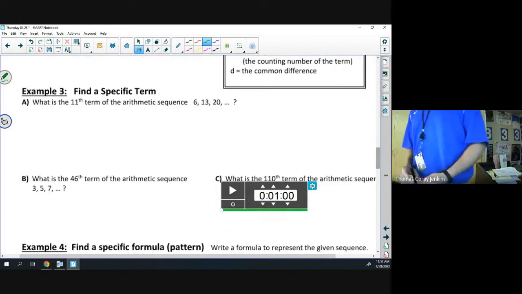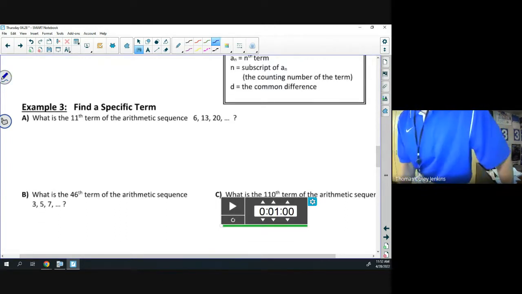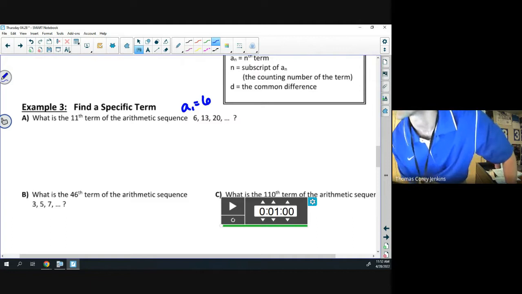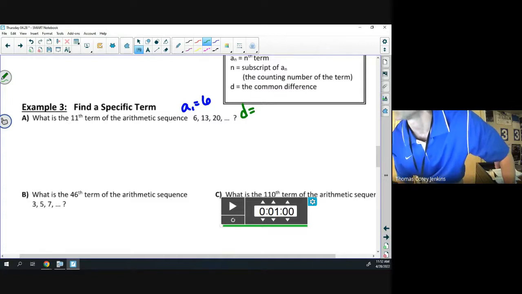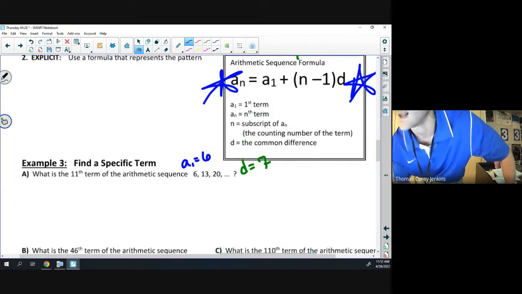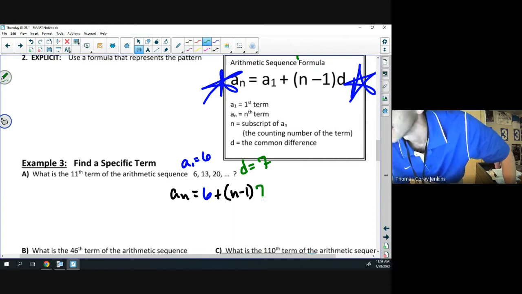So example 3 is just answer the question we skipped using this approach, okay? So we're going to practice setting up our formula and then using that, okay? So a sub 1 is just whatever the first term is. So in this case, 6. D, we've already talked about that. Can anybody tell me what D is for this one? 7, okay, counting by 7s. So then our formula, if we sub in n, would be like this. We'd say a sub n equals 6, instead of a sub 1, plus n minus 1 times 7.